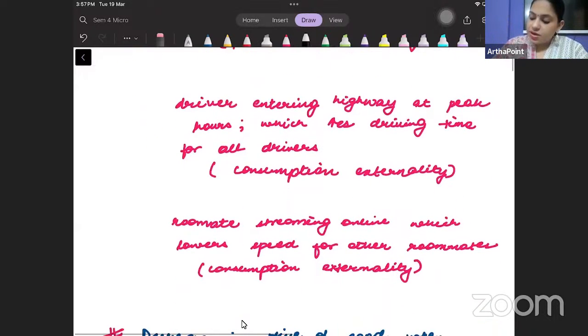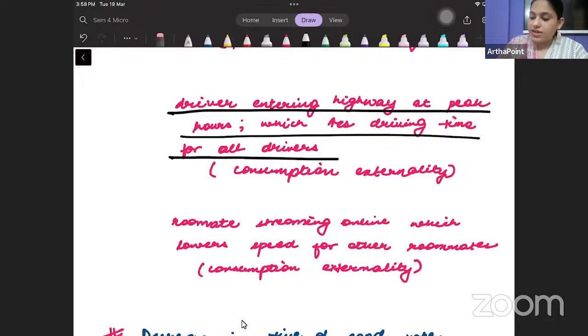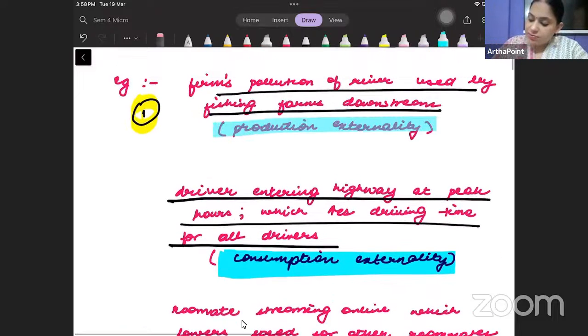Come to the second example, beta. Driver entering highway at peak hour, which increases the driving time of all individuals. ये थोड़ा समझने की कोशिश करते हैं. Suppose there is a lot of traffic on the road. Now in that traffic, when you take your car out on the road, you are increasing the traffic. So you are affecting other people negatively. When you affect other people negatively through their consumption pattern, that is known as consumption externality. जब consumer को affect करता है negatively, that is consumption externality. And when a producer is affecting a producer negatively, that is negative production externality, right?